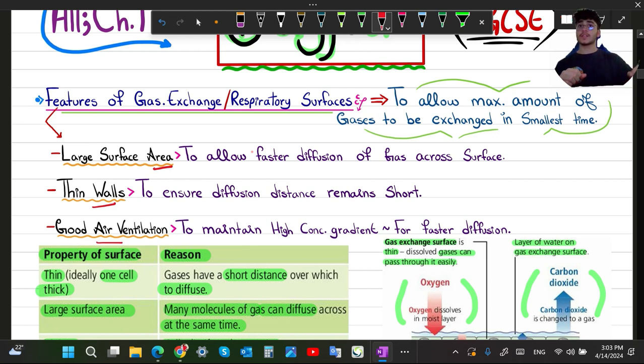Large surface area is to allow faster diffusion of gases across the surface. Thin walls ensure diffusion distances remain short. Good air ventilation is to maintain a high concentration gradient for faster diffusion. So both large surface area and good air ventilation maintain a high concentration gradient to allow faster diffusion. Thin walls decrease the distance, so the diffusion occurs faster.